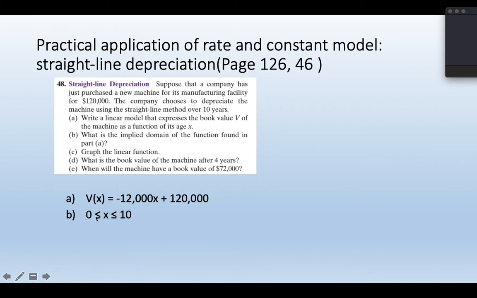Okay. So for this math, implied domain means: according to this math, what is the domain? Domain means what is the x value in this math.